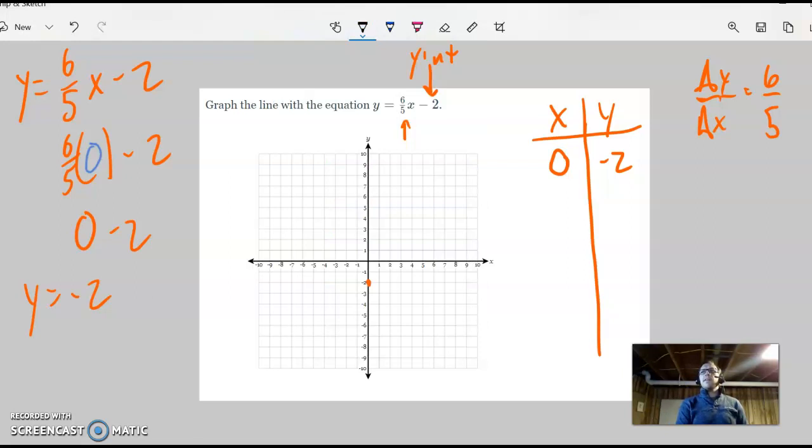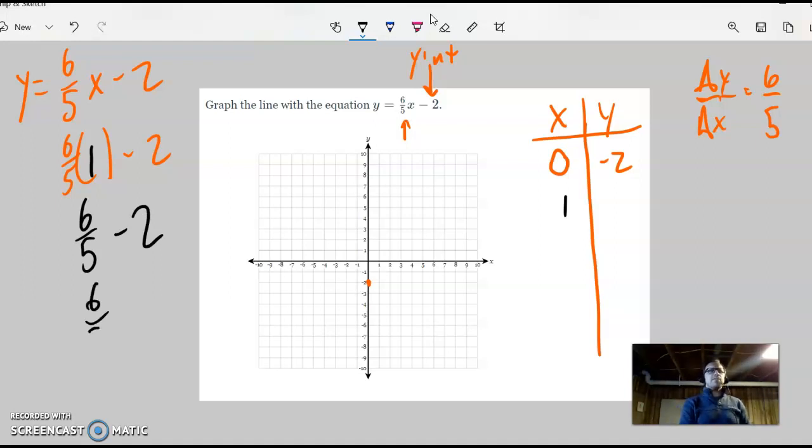Let's test. If I tested the point 1, look at what happens here. If I test the point 1, I'm not doing 0 anymore. We plug 1 in. 6/5 times 1 is 6/5 minus 2. Oh, do you know how to do that? Well, you can change it to fractions. 6/5 minus 10/5. And you get a -4/5. That one's not super easy to graph, right? You could estimate it, but it's not a nice easy point here.